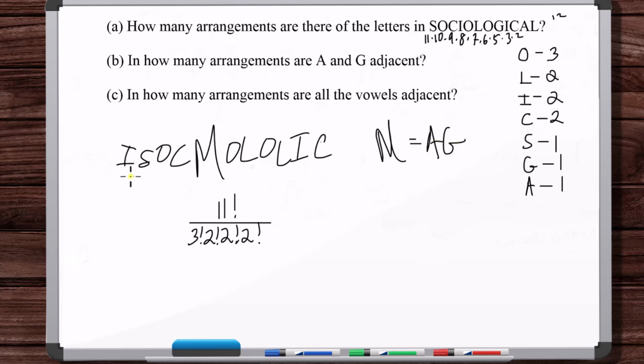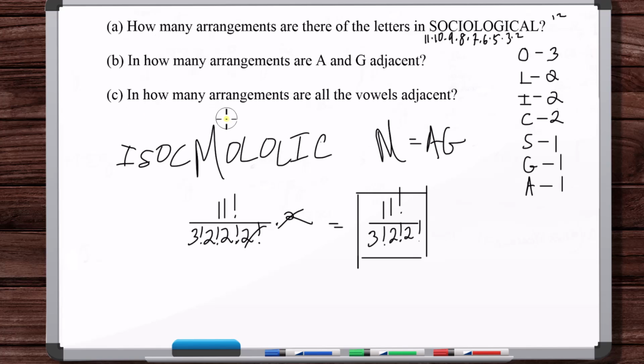Let's assume that every single snapshot had the A and the G ordered like this. Well, we just need to take that snapshot and switch them. So we just need to double this. That's it. So this is 2 times 11 factorial over 3 factorial, 2 factorial, 2 factorial. These cancel. I'll just leave it like this.